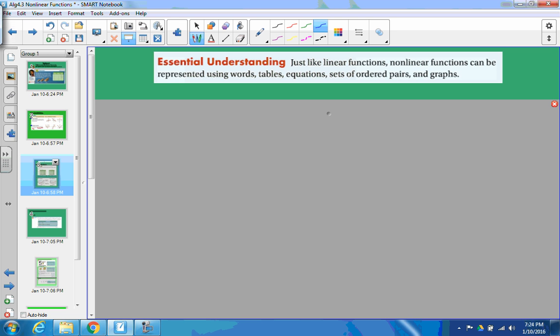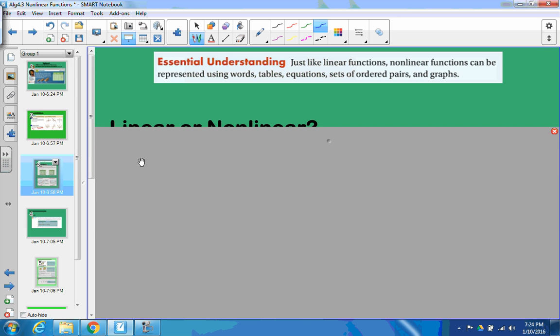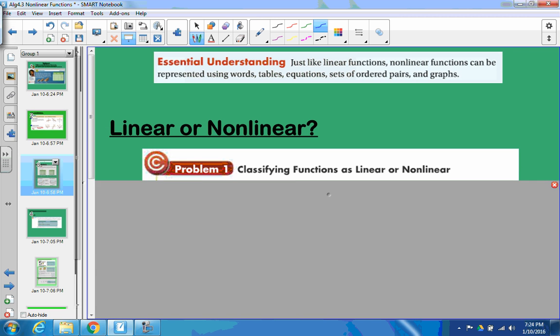All right, so here's something worth reading. It says essential understanding: just like linear functions, nonlinear functions can be represented using words, tables, equations, sets of ordered pairs, and graphs. So we get the ordered pairs usually from the tables. And we're going to do this today. That's what we're going to work on. So first of all, determining if it's linear or nonlinear is the first part that we want to look at.